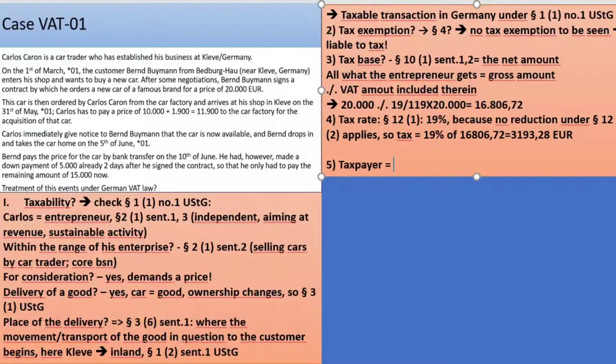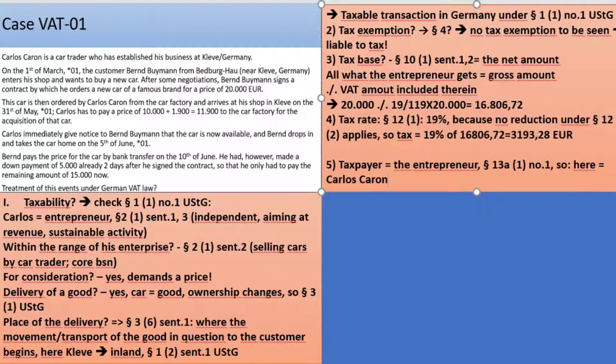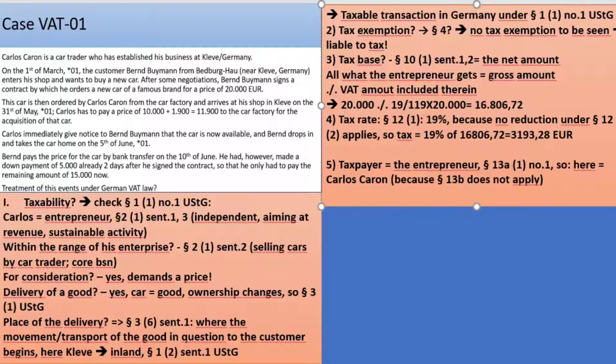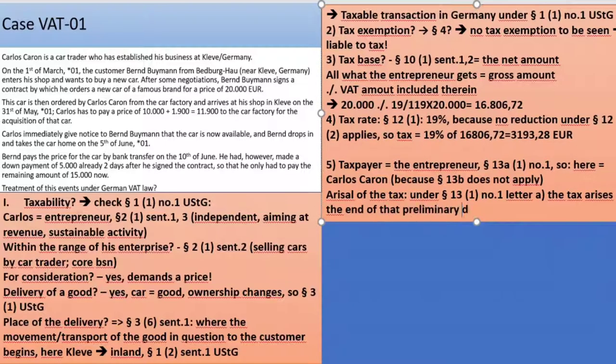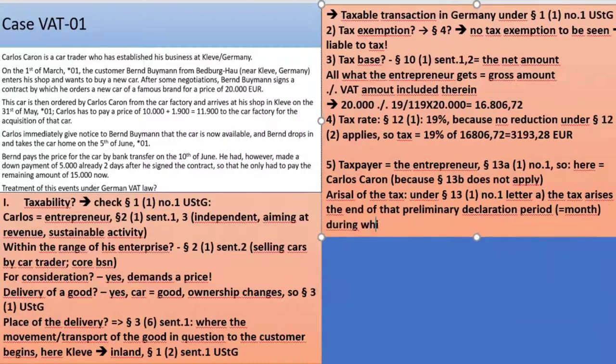So number 5, the formalities. The taxpayer is the entrepreneur, paragraph 13a.1, number 1. So here, that's Carlos Caron. Because paragraph 13b does not apply. That would be the exception where, in special cases, the customer has to pay the tax. That's not the case here. The arising of the tax: under paragraph 13.1, number 1, letter a, the tax arises, so the tax liability comes to exist, at the end of that preliminary declaration period, that is the month in Germany usually, during which the delivery was made.